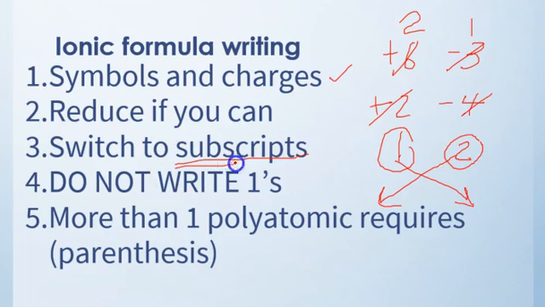You should never have superscripts in your formula at the end, because step number 3 is switch to subscripts. We never write ones. So if you're writing a subscript of a 1 in a formula, you automatically know that's wrong. All right. And if you have more than one polyatomic ion, those are the elements off the orange and blue chart, then those polyatomic ions have to be placed in parentheses.